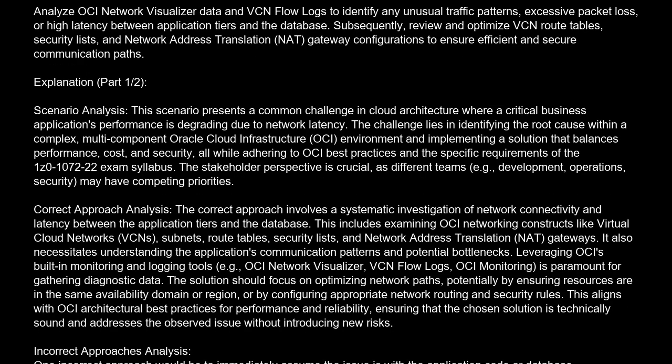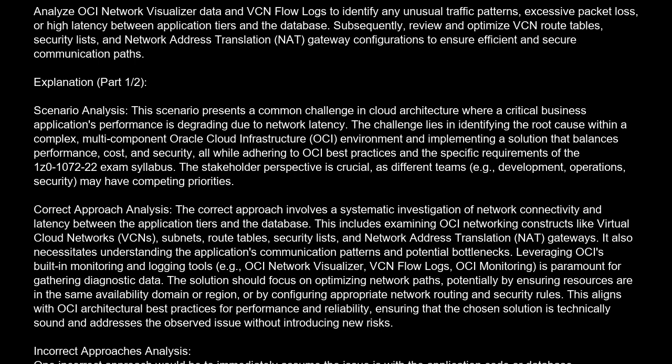The correct answer is B. Analyze OCI network visualizer data and VCN flow logs to identify any unusual traffic patterns, excessive packet loss, or high latency between application tiers and the database. Subsequently, review and optimize VCN route tables, security lists, and network address translation, NAT, gateway configurations to ensure efficient and secure communication paths. Explanation. Scenario analysis.